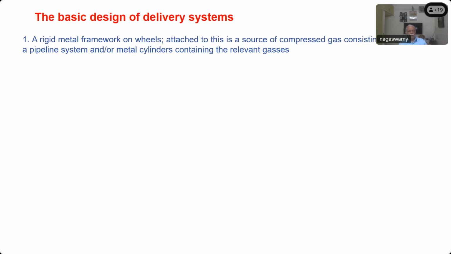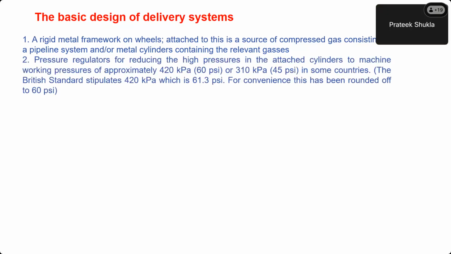First, you require a rigid metal frame to which you must have a compressed gas supply. How are you going to deliver this gas to the patient? Tubing. Common gas outlet. This compressed gas, is it at a high pressure or a low pressure? Reducing. So pressure regulators for reducing the high pressures in the attached cylinder.